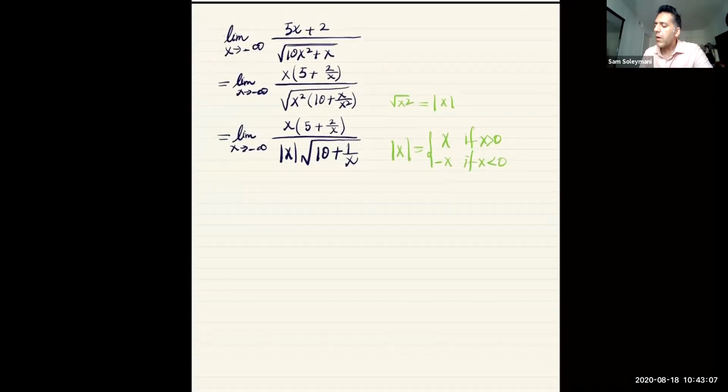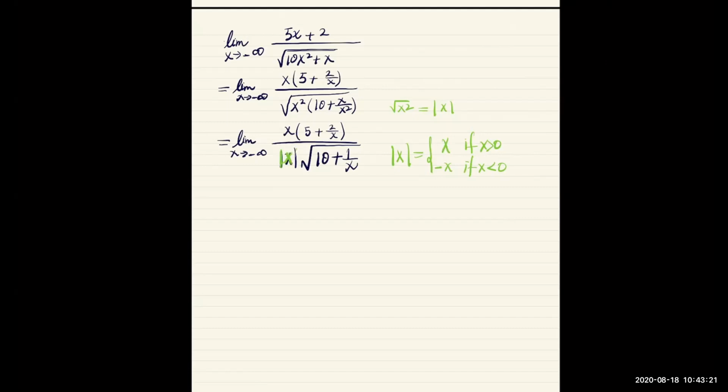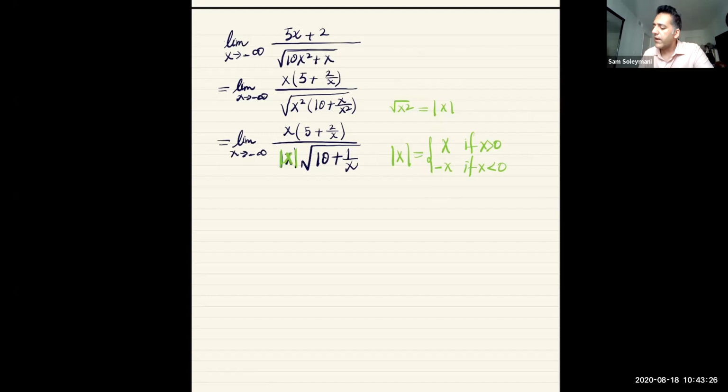Okay, so who can tell me for this absolute value of x, which of these do I take? Do I take the positive x or do I take the negative x? The negative one, because x is going towards negative infinity. That's exactly correct. You take the negative x because x is less than 0. Since x is less than 0, we need to take the negative x.